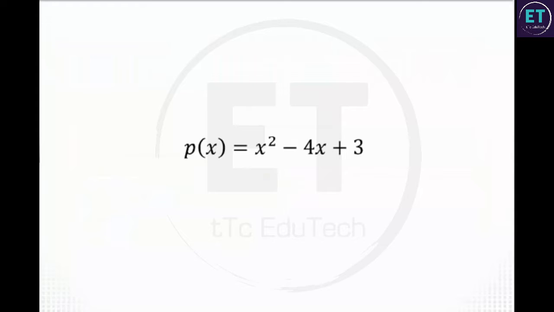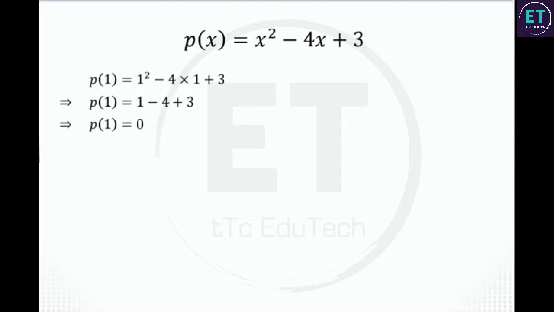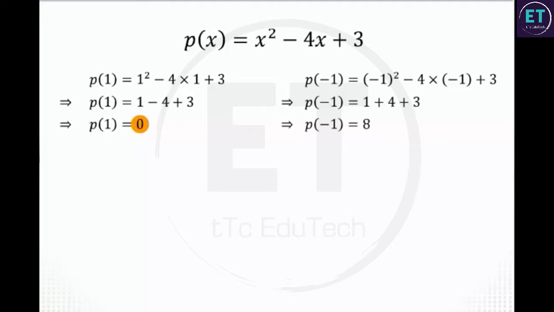Consider the quadratic polynomial x squared minus 4x plus 3. Let's substitute the value of x as 1 in the polynomial and simplify it. We get the value of the polynomial as 0. This implies that p of 1 is equal to 0. Here the value 0 is the value of the polynomial when the value of x is equal to 1. Now, let's substitute the value of x as minus 1. On simplifying, we get the value of the polynomial as 8. This implies that p of minus 1 is equal to 8. Here the value 8 is called the value of the polynomial when x is equal to minus 1.